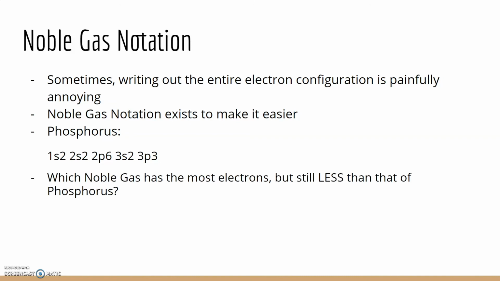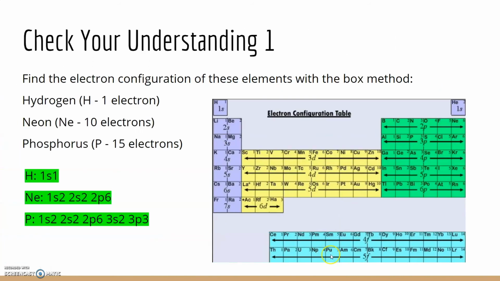For the noble gas notation, we're going to look at which noble gas has the most electrons but still has less than that of phosphorus. So I'm going to go back to the previous slide. Phosphorus is here, element number 15, and they're asking which noble gas, the elements on the right side of the periodic table, has the greatest amount of electrons but still less than that of phosphorus. And that would be neon. Neon has the most electrons of any noble gas that still has fewer electrons than phosphorus, because the only noble gases that have fewer electrons than phosphorus are helium and neon.